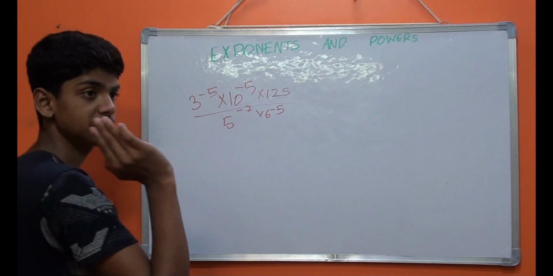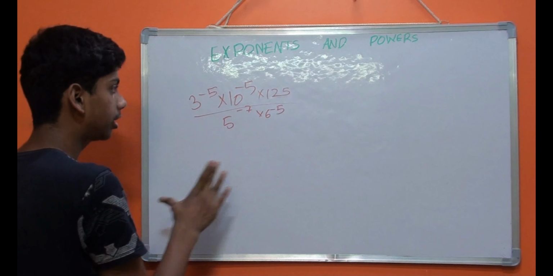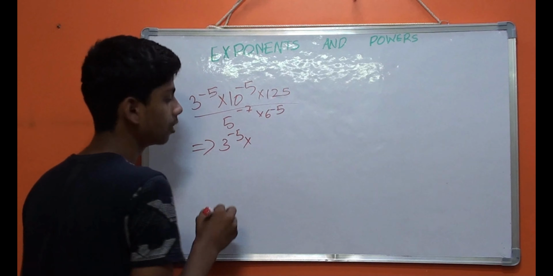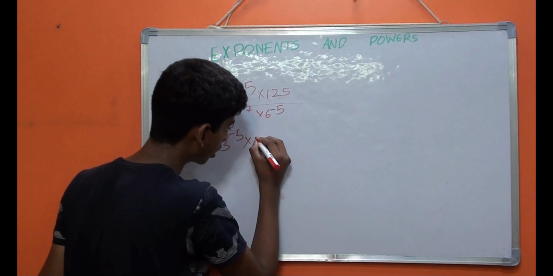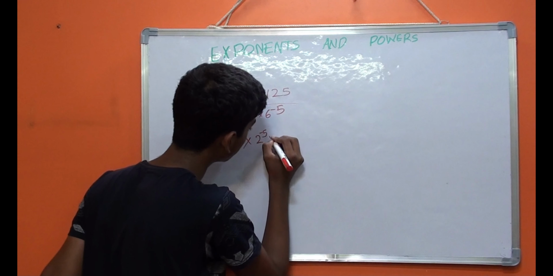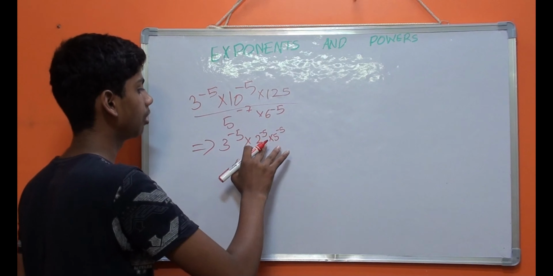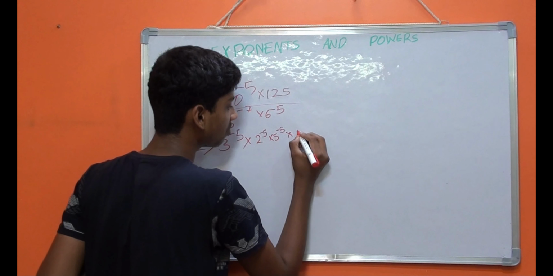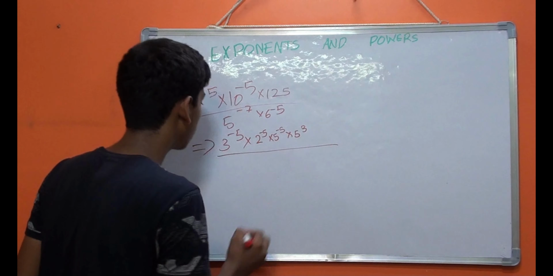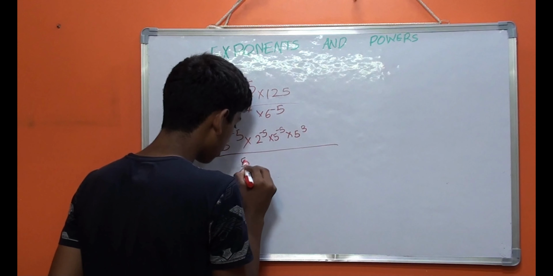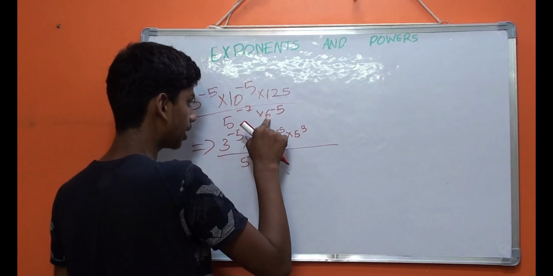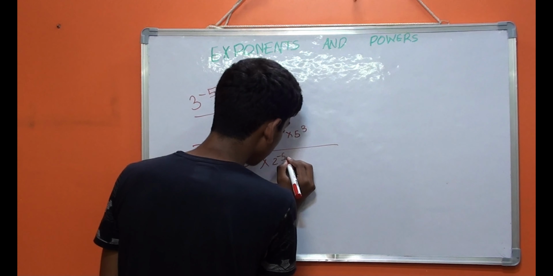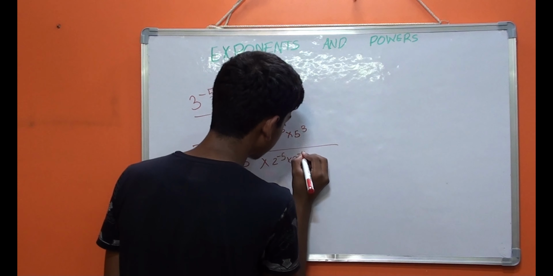First, we have to simplify the big terms. Here we can simplify 10 as 2 into 5. Then we can write it as 2 power minus 5 into 5 power minus 5. When we multiply these two, we would get 10 power minus 5. We can write 125 as 5 cube. Then we can take 5 power minus 7 as it is, and we can take 6 as 2 into 3. Then we would get 2 power minus 5 into 3 power minus 5.